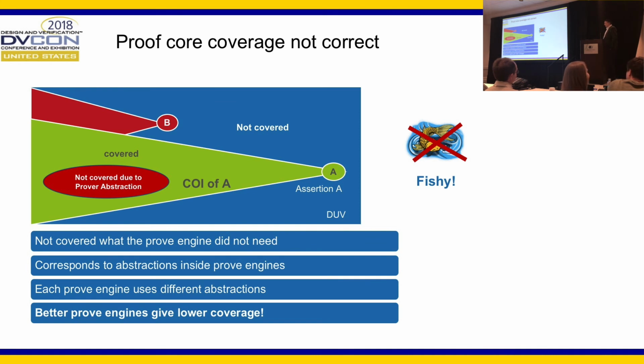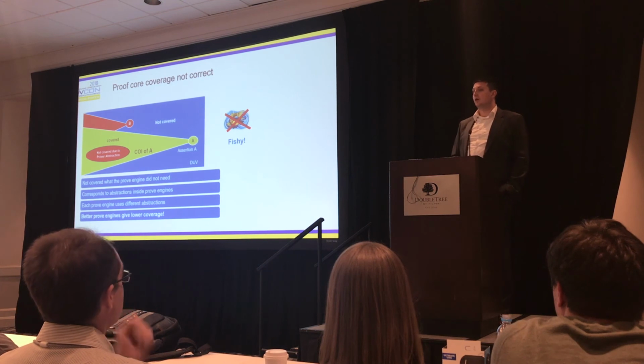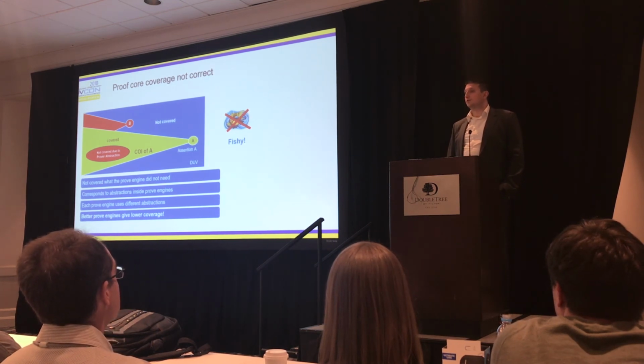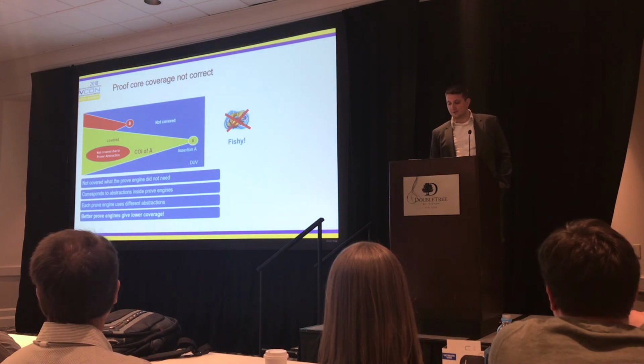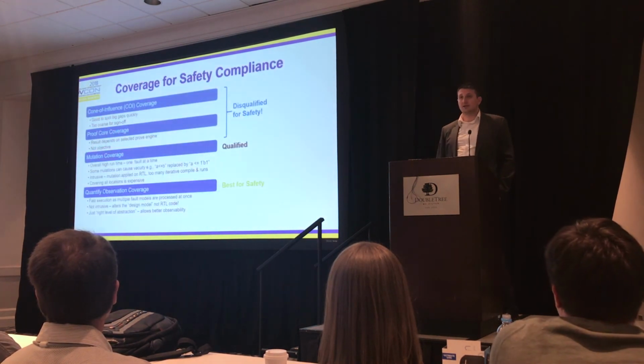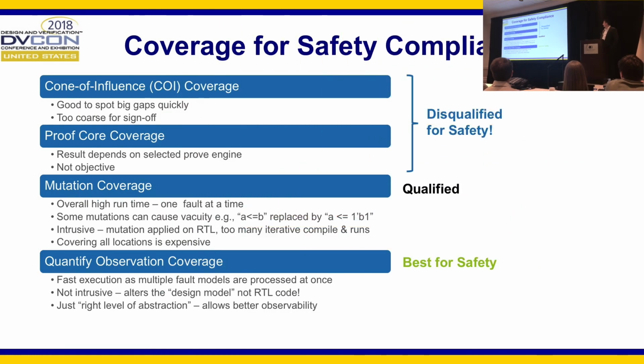And for proof core, as I said, it doesn't cover what the proof doesn't need, so the proof engines can abstract away a lot. They get pessimistic. And another limitation is that, at least we know, you don't get access to all the proof cores all the time from certain tools. Right? So that's also not helping your verification. And since OneSpin has a heavy focus on safety in general, we basically have this comparison of the coverage techniques there. So COI and proof core are definitely disqualified for safety.